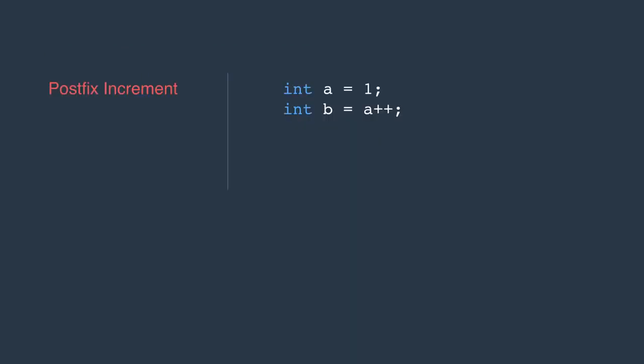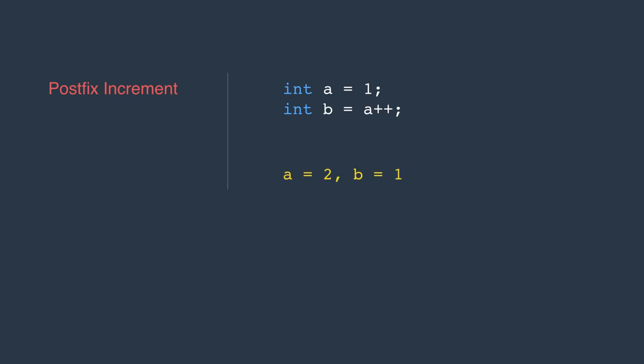You can use them as a postfix. So in this example, a is 1, and when we apply the postfix increment operator, first the value of a is assigned to b, so b is going to be 1, and then a is incremented by 1. So in this example, after the second line is executed, a is going to be 2, and b is going to be 1.